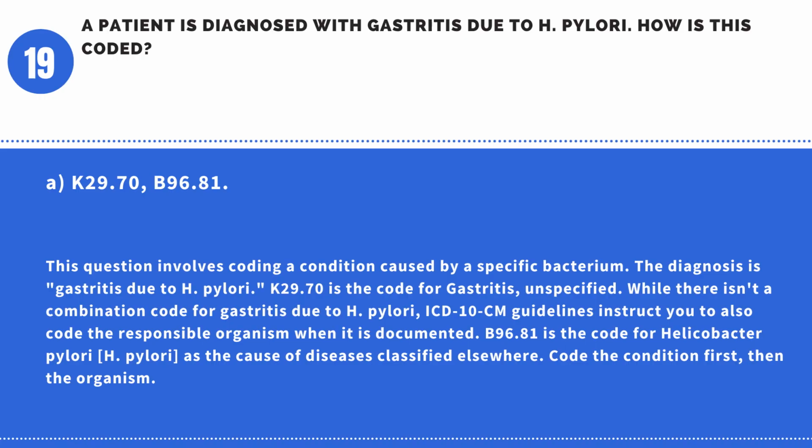While there isn't a combination code for gastritis due to H. pylori, ICD-10-CM guidelines instruct you to also code the responsible organism when it is documented. B96.81 is the code for Helicobacter pylori, H. pylori, as the cause of diseases classified elsewhere. Code the condition first, then the organism.